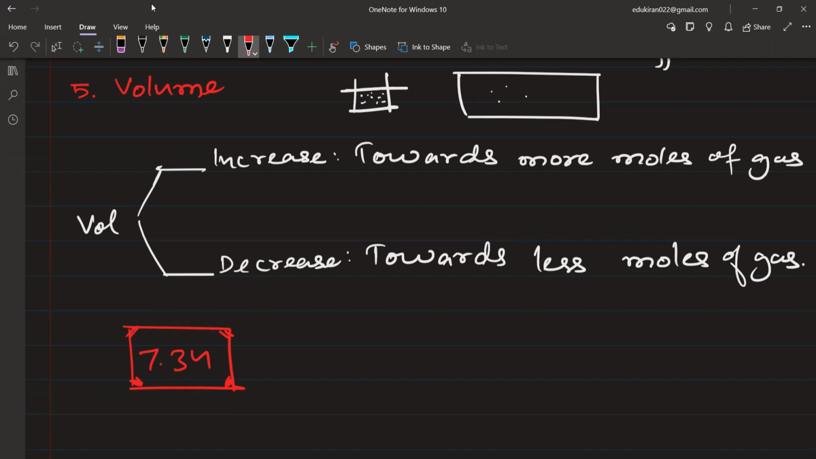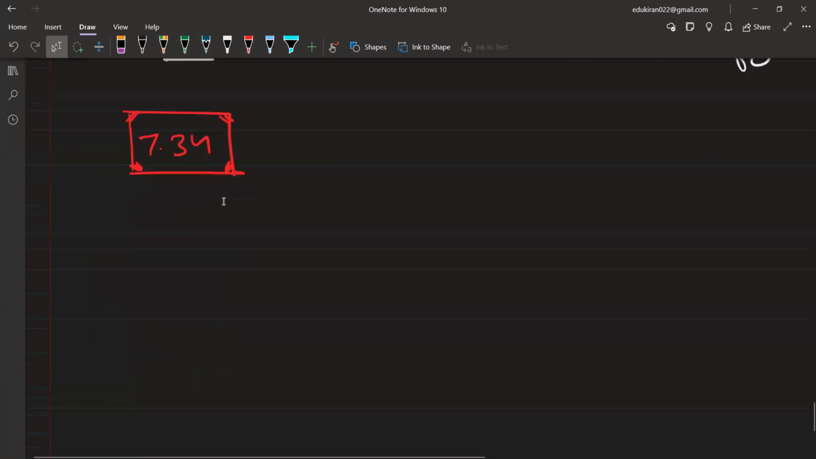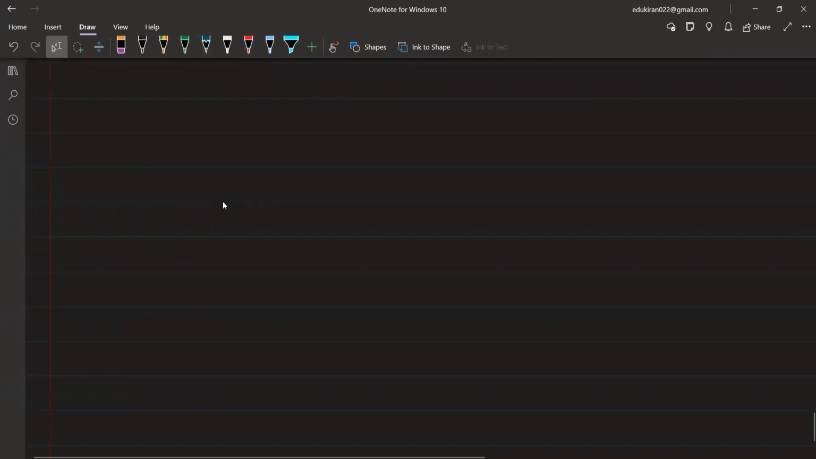नेक्स्ट है आपके पास ionic equilibrium. Okay, so write the topic ionic equilibrium.